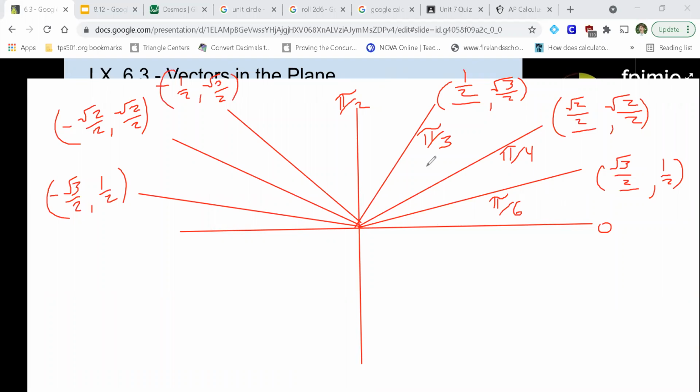And then to get your angles here, you can just take pi and subtract these angles, or take pi over 2 and add these angles. I think it's easier to take pi and subtract. So 1 pi minus pi over 6 would be 5 pi over 6. 1 pi minus pi over 4 would be 3 pi over 4. 1 pi minus a third would be 2 pi over 3.